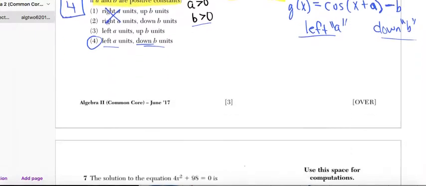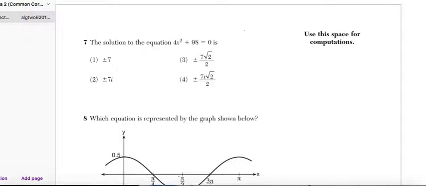cosine itself. Number 7, a solution to the equation 4x squared plus 98 equals 0 is, there are a few ways we could do this. We could use the calculator. We could use inverse operations in a few different ways. We can't really factor this. We could use the quadratic formula. What I'm actually going to do is use inverse operations.